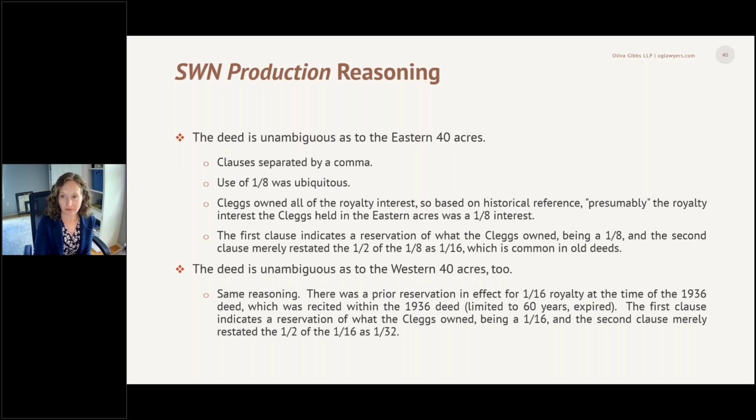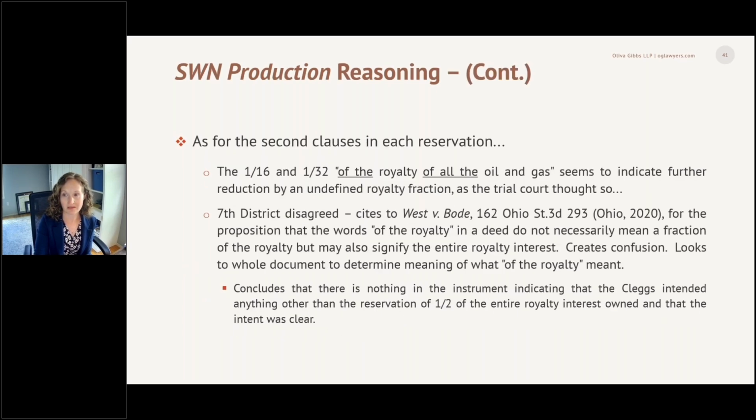As for the western 40 acres, the court used the same reasoning, but additionally took into account the existing 1911 1/16th royalty reservation to conclude that the Cleggs owned a 1/16th at the time. Remember that the 1911 language was included within the text of that 1936 deed, so the court didn't need to look to any extrinsic evidence or any other instrument to make sense of the language in the Clegg Western Reservation. So what about the assumption that a 1/8 means a lease royalty?